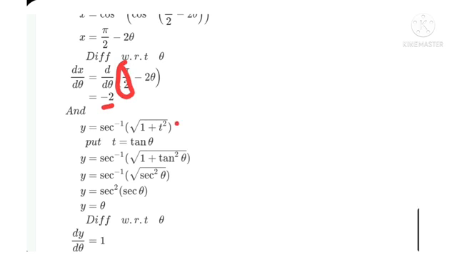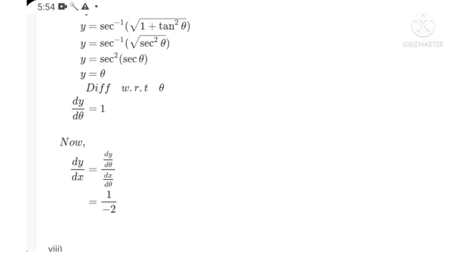Now write y is equal to sec inverse root 1 plus tan square theta, putting t is equal to tan theta. And 1 plus tan square theta is nothing but sec square theta. Root sec square theta is sec theta. So sec inverse sec theta, we get y is equal to theta. Differentiate with respect to theta, we get dy by d theta is equal to 1. Now find dy by dx. dy by dx is equal to dy by d theta upon dx by d theta. Put the values: 1 upon minus 2.